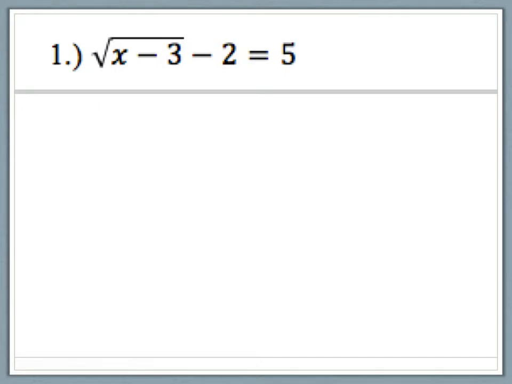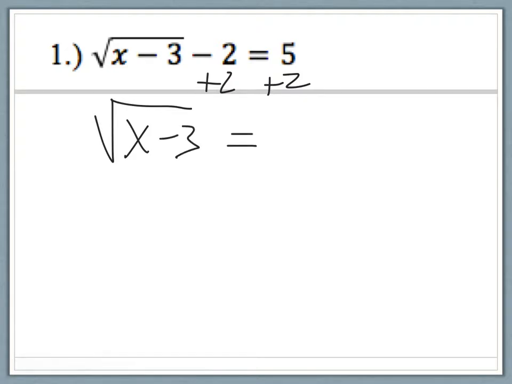Now let's look at this first example. So it has one square root, so the first thing I need to do is get the square root by itself. So I'm going to add 2 to both sides. Okay, so then I have the square root of x minus 3 equals 5 plus 2, which is 7. Now I'm going to go ahead and get rid of the square roots. How to undo a square root is to square both sides. Okay, so these simplify, so I just get x minus 3 equals 7 squared, which is just 49.